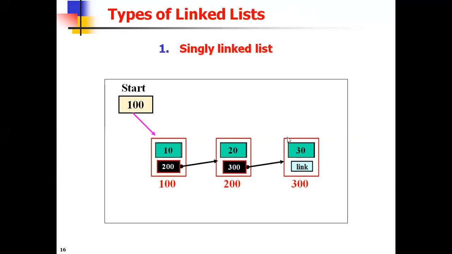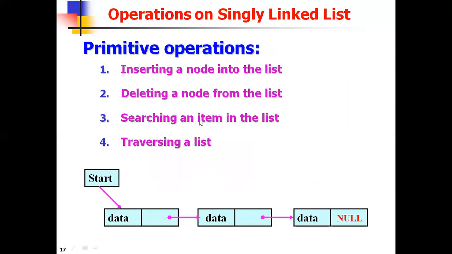Now this is the last node. This should not point to any other node. So the link part should be null. So it is not pointing to any node. This is how the addresses are stored in the pointer link part, and the data part will hold the values, and every node has its own address. So this is what you have to understand, and how the start pointer points to the first node. Once you understand this concept, then the next part becomes very easy for you.